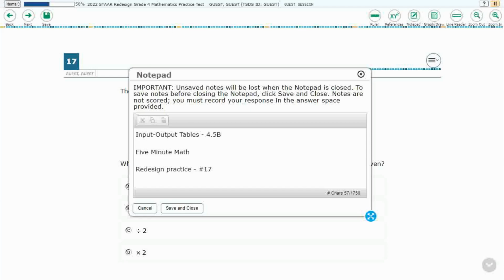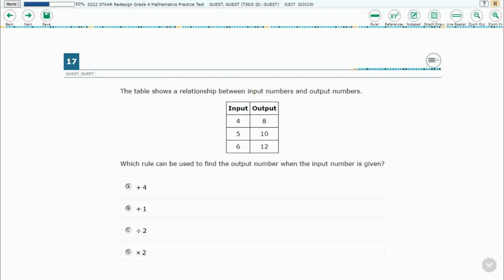Today we are looking at the 4th grade concept of input-output tables. This is standard 4.5b in the great state of Texas, and we are using item number 17 off the Redesign Practice Online STAAR test. If you haven't done so already, please go ahead and take a moment to pause the video, work this problem out on your own, unpause it, and we will look at our answers together.